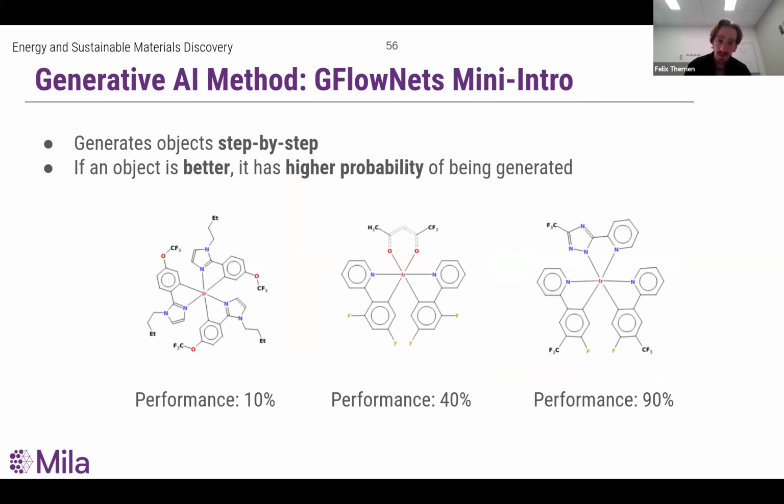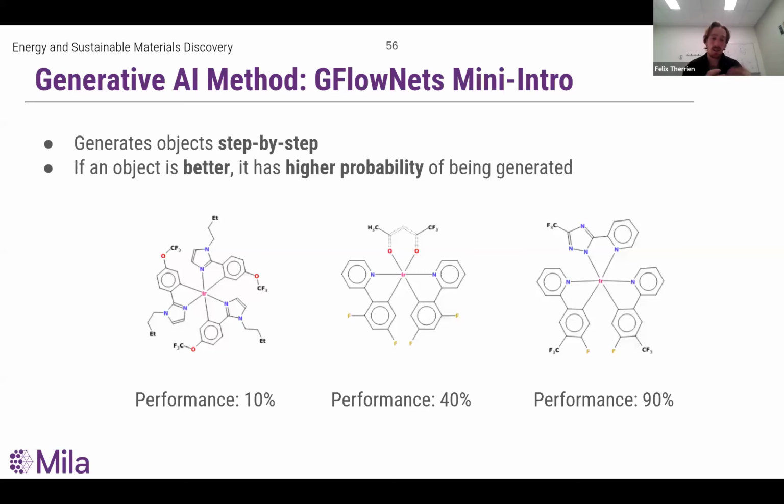So we use GFlow nets. A GFlow net is a type of generative neural network that generates objects step by step, which means if you imagine generating a molecule, it could add one atom after the other. If you're generating crystals, in our case, it could be you choose a Bravais lattice, then a space group, and then the composition. So it's step by step.